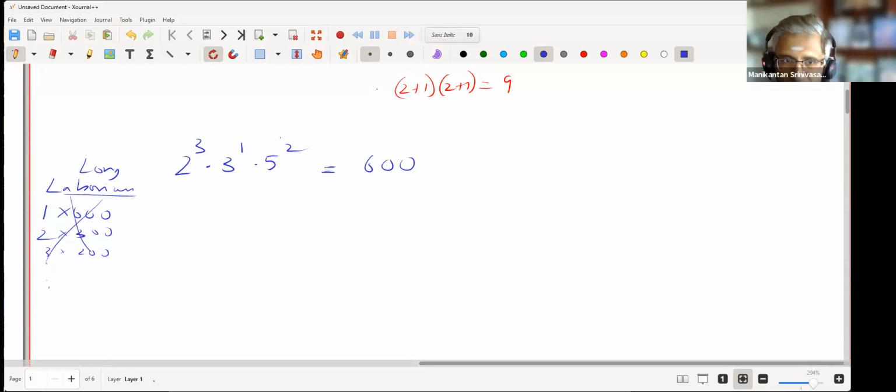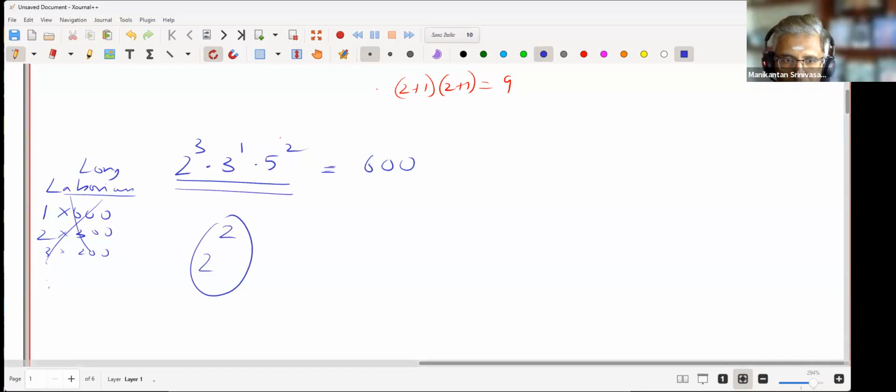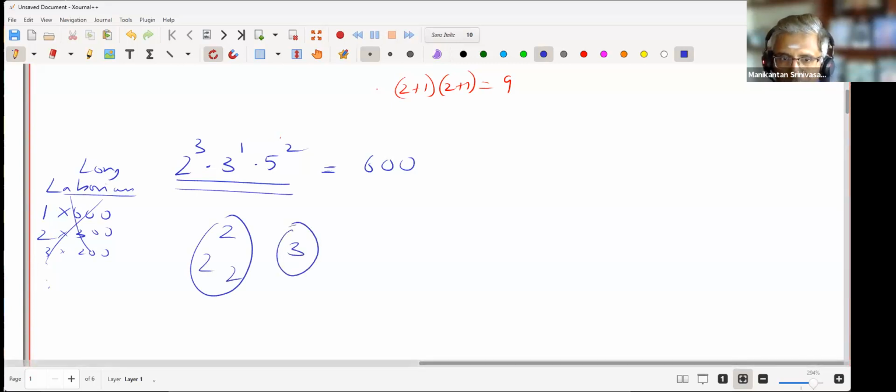So how to approach how many factors? Listen to this carefully, guys, once and for all, please. This is extremely important. I've done this at least 2 times. Now, this is a basket of 2s. 2, 2, and 2. I have 3 2s. I have a basket of 3. In fact, there's only 1 3. I have a basket of 5s. 5 and 5. Now, how do I generate a factor of this number 600?